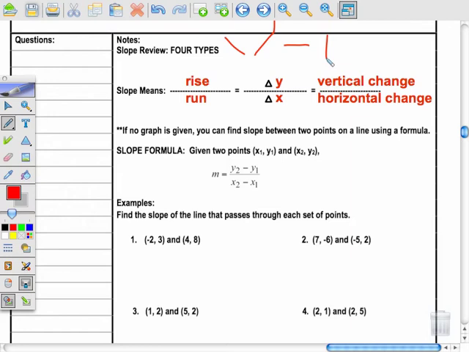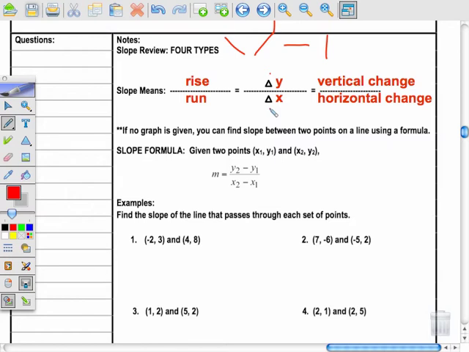What is slope? It's the vertical change up and down compared to the horizontal change side to side. It's rise over run. It's the change of y over the change of x. It's the vertical change over the horizontal change. It's the same thing.